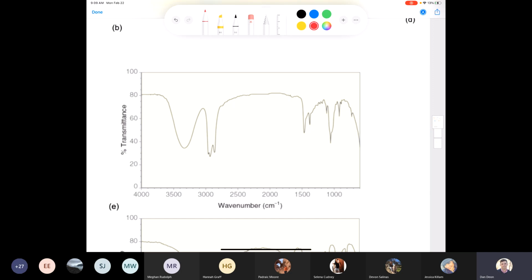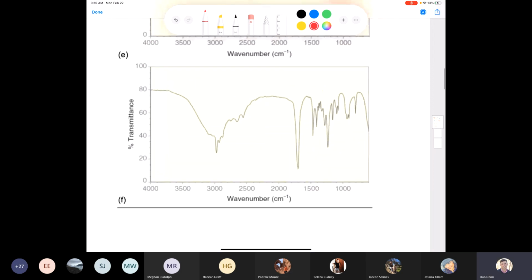What about E? Who's got a feeling about E? Somebody says an alcohol. Somebody else says an alcohol. Absolutely. So I'd say here oxygen-hydrogen stretch, alcohol. And I'd say probably, where's the carbon-oxygen? This is 1,000 to 1,250. So this would probably be the carbon-oxygen stretch.